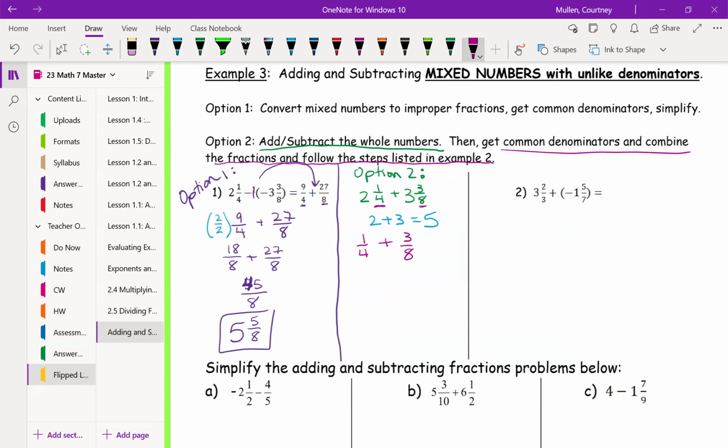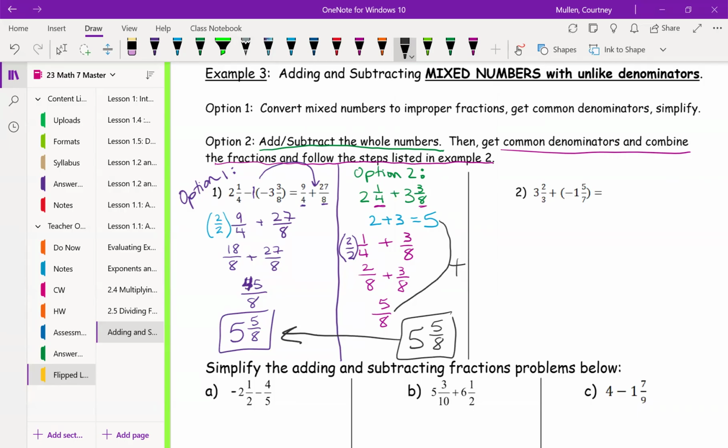We already know from before that the LCM was 8. So here I need to multiply by 2/2. So 2 times 1 is 2. 4 times 2 is 8. And then we're going to add the 3/8, which gets us 5/8. And now, if we combine our whole number with our fraction, we end up at 5 and 5/8, which is what we got before.